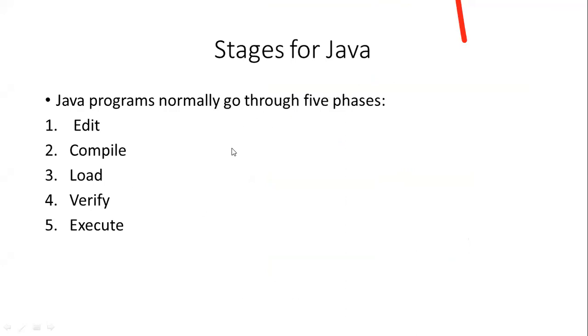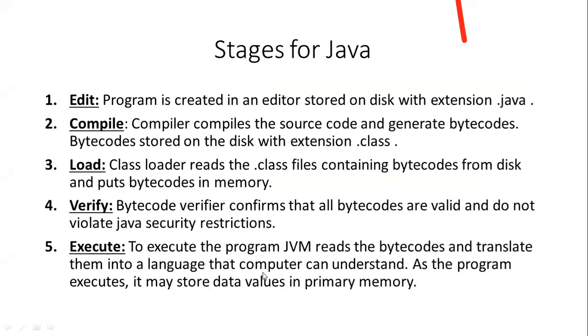A Java program normally goes through five phases: edit, compile, load, verify, and execute. The first stage is edit. The program is created in an editor and stored on disk with the extension .java. As we create our Java program in Notepad and save it with the extension .java. For example, our program is hello, and then we save it as hello.java.